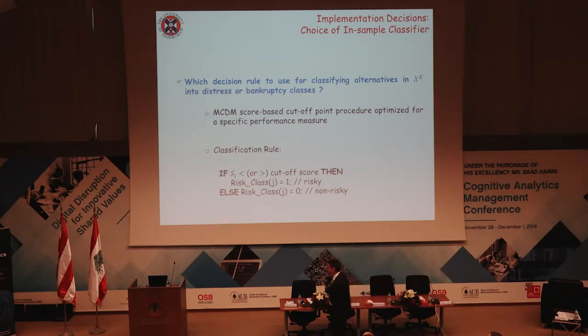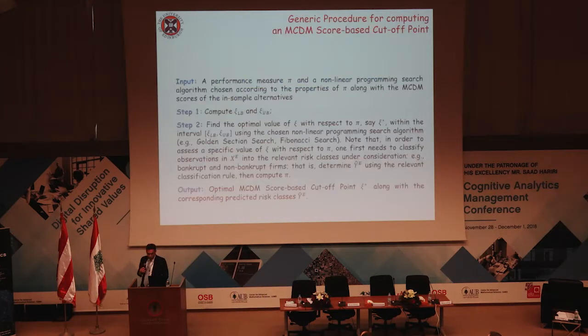And this is what I am proposing here for the optimization of that cutoff point. So there is an algorithm here. The input to the algorithm is a performance measure. I will be talking about performance measures later. And a nonlinear programming search algorithm chosen according to the properties of the performance measure, along with the MCDM scores of the in-sample alternatives.